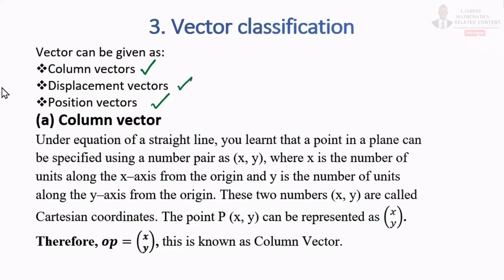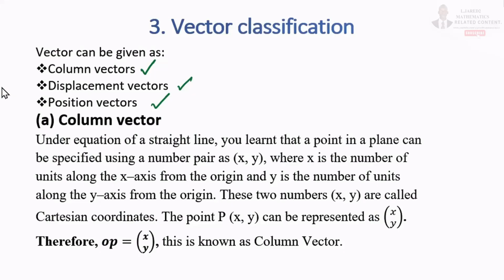Under equations of a straight line, the first topic we covered in senior 3, book 3, you learned that a point in a plane can be specified using number pairs as (x, y), where x is the number of units along the x-axis from the origin, whereas y denotes the number of units along the y-axis from the origin. These two numbers, x and y, are called the Cartesian coordinates, since it is a point in the Cartesian plane.